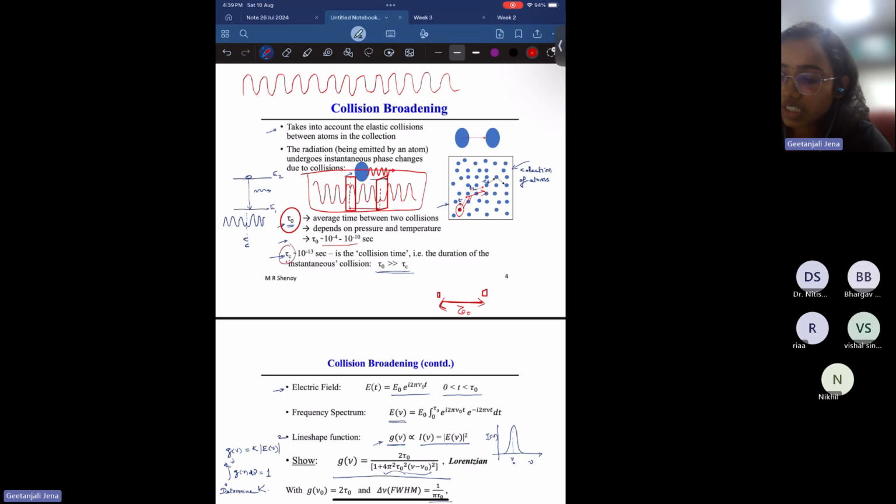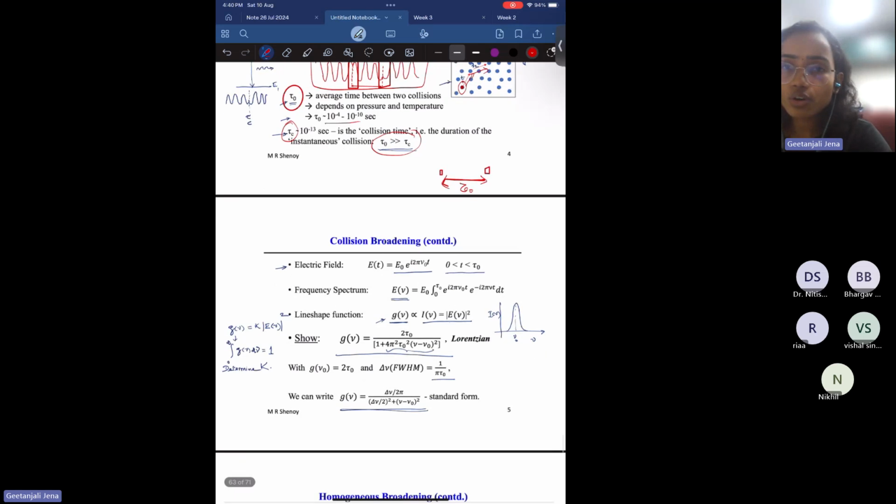And another is tau c. Tau c is the duration of the collision, the duration within which the collision lies. The collision process is always instantaneous, so tau c is typically of the order of 10 to the minus 13 seconds. So you see tau c is much less than tau zero. That means the collision happens instantaneously, and during this instantaneous collision there is an abrupt change in the phase.